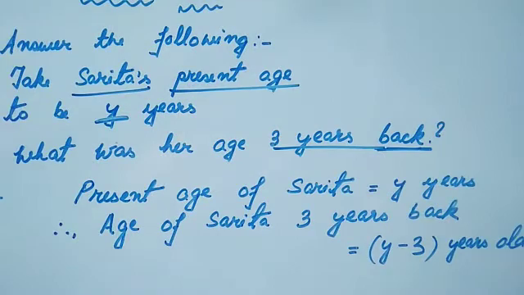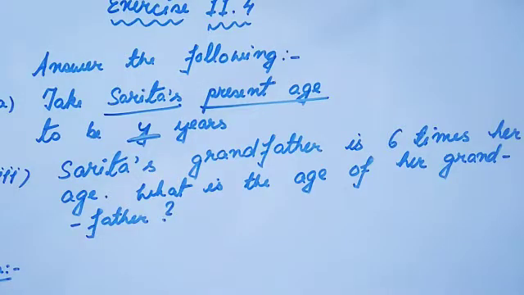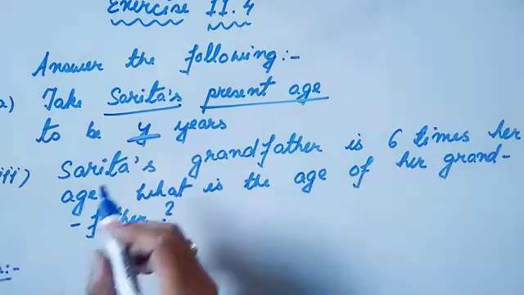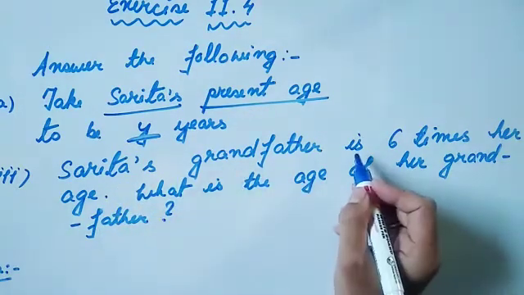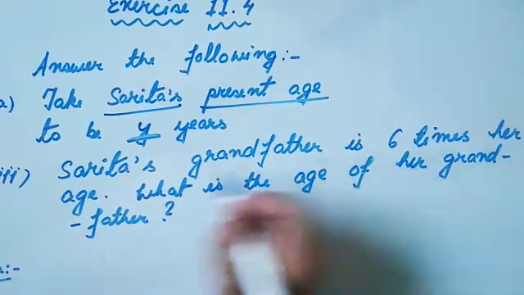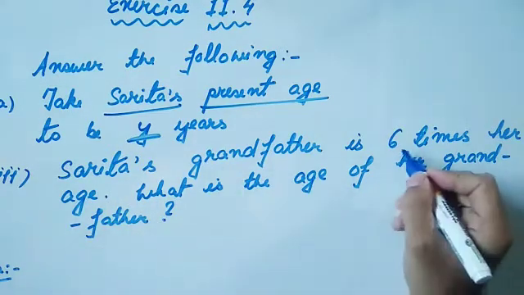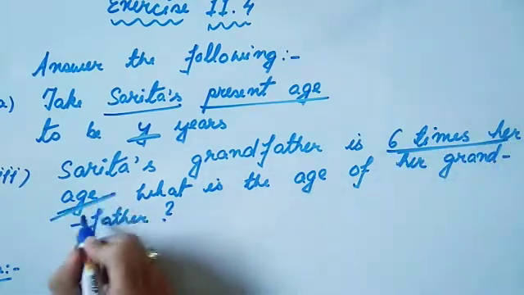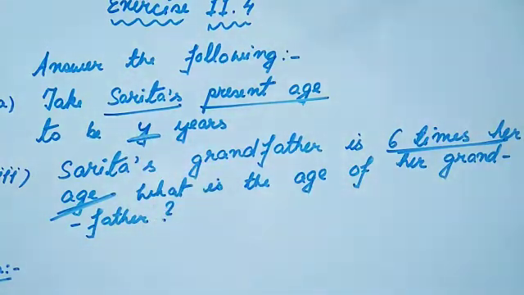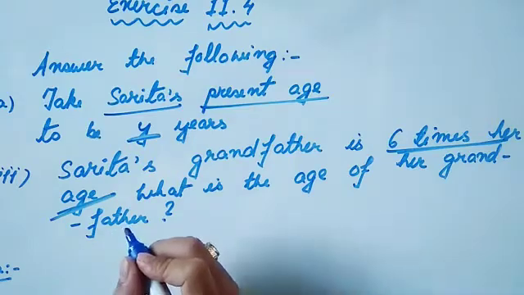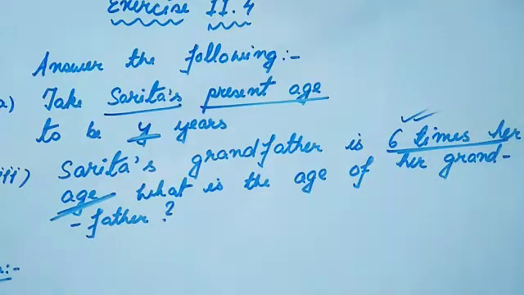Next, let us read our Roman number 3 question. And it says, Sarita's grandfather is 6 times her age. Understood? So the grandfather of Sarita, his age is 6 times her age. Her age means Sarita's age. You have to understand this part. The question is asking us to find the age of her grandfather.